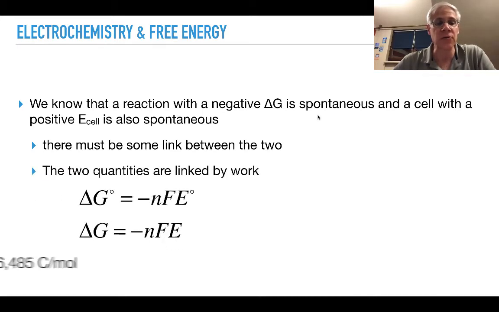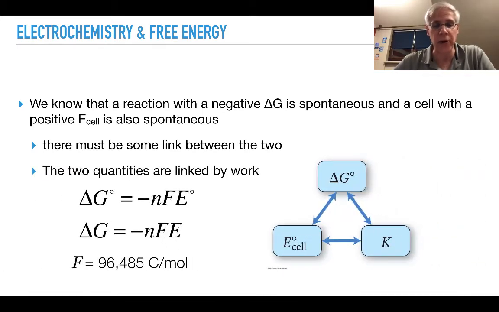And it turns out that those properties are linked by work. We're not going to go through the derivation, but this is basically where we end up. We can say that delta G is equal to minus NFE, where E is equal to your E0 cell. F is equal to that Faraday constant down there, 96,485 coulombs per mole. And that N is the same N that we had earlier. That's the number of electrons transferred during the redox reaction.